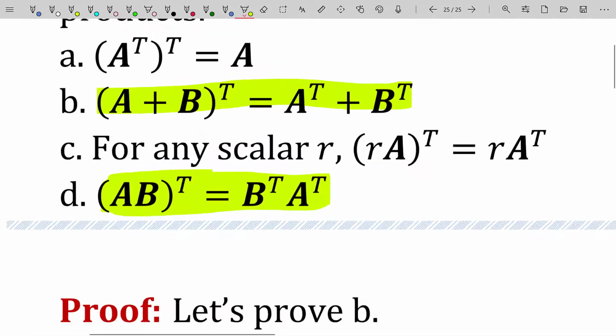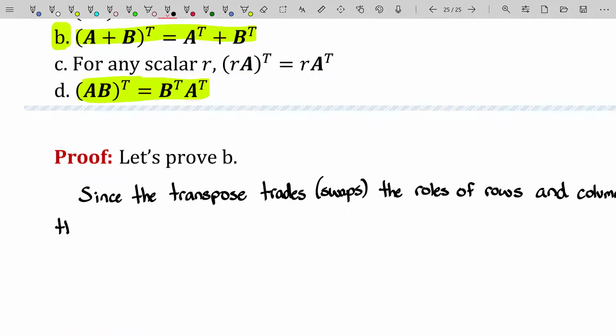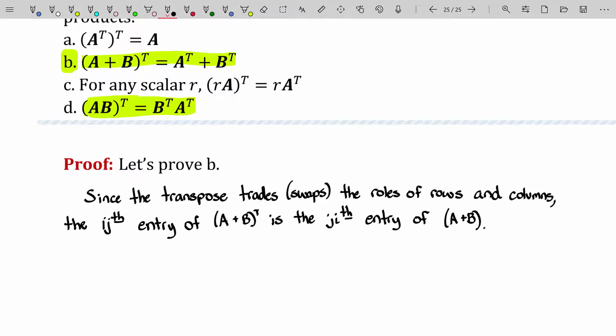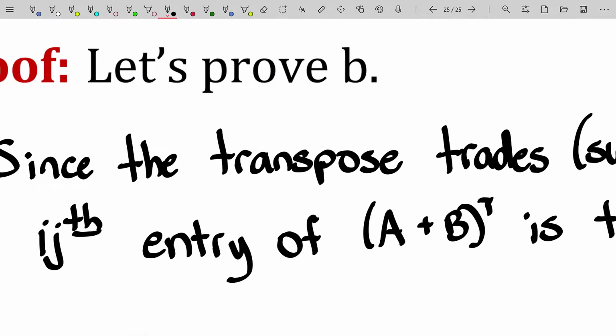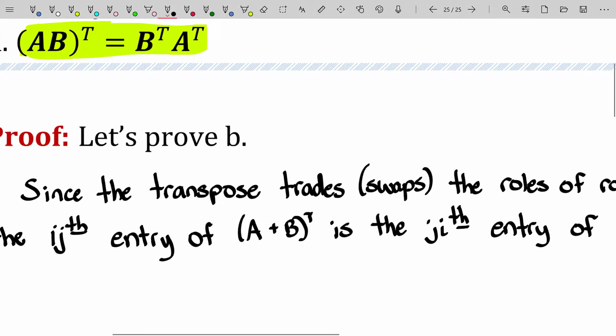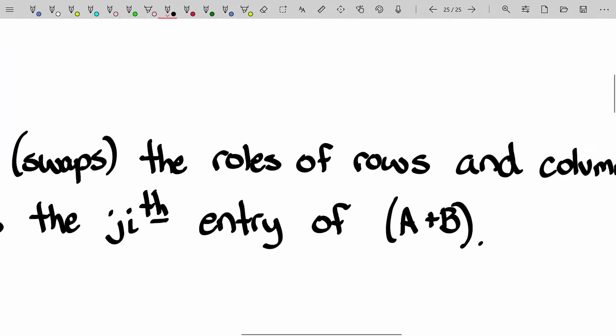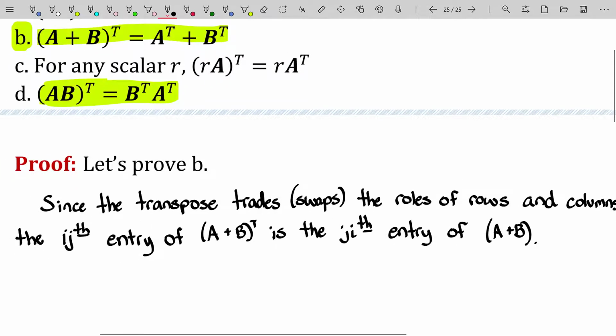But let's go ahead and prove B right here to show you how a proof would work with transposes, how you would kind of approach these proofs. Since the transpose trades or swaps the roles of the rows and columns, the ijth entry of (A plus B) transpose, so I'm looking at, let's say, the third row, fifth column of (A plus B) transpose, that is born from the fifth row, third column of A plus B. In other words, the ijth entry of (A plus B) transpose is the jith entry of A plus B.